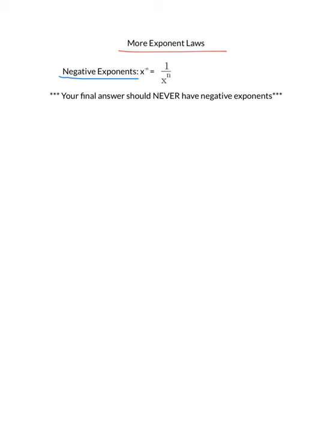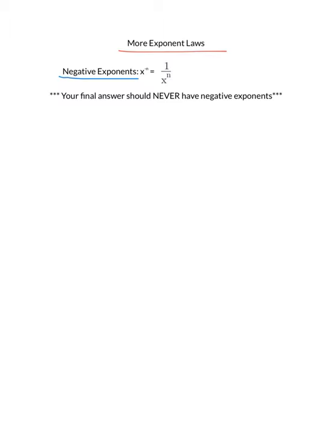Today we are moving on with even more exponent laws. Some of these may be familiar to you, some of them may be new. The first thing that we're going to be talking about is a negative exponent. You are allowed to work with negative exponents. You would just treat them like any other exponent. The only major rule is that your final answer can never have negative exponents.